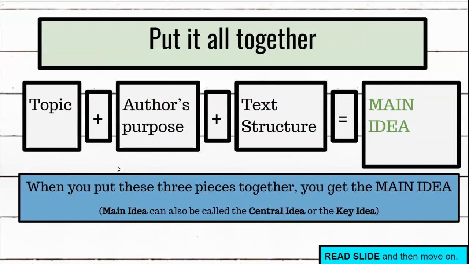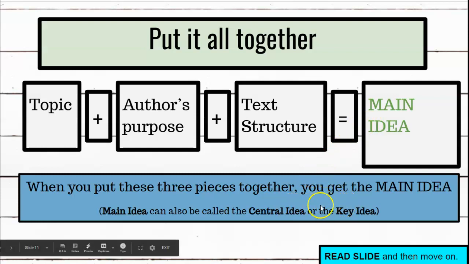Now that we have figured out our topic, our author's purpose, and the text structure of our paragraph, by combining these 3 pieces together, we will get our main idea. So our main idea is just a collection of these 3 pieces. Now, main idea can go by other names. So you might see it referred to as the central idea or the key idea. But these 3 terms, they all mean the same thing.